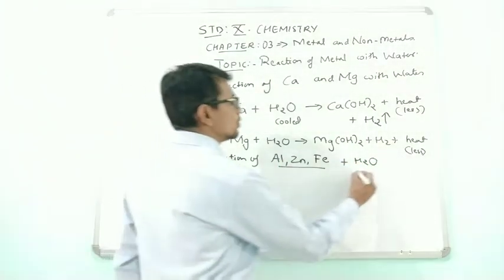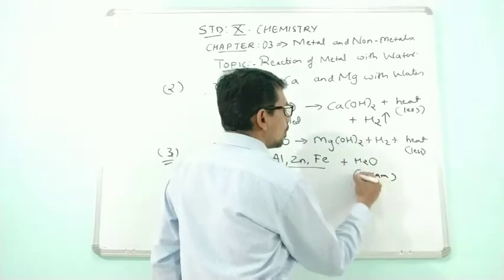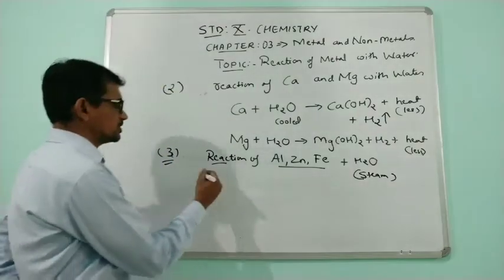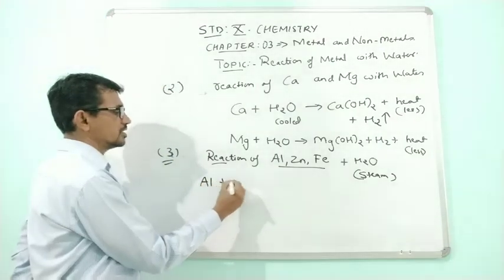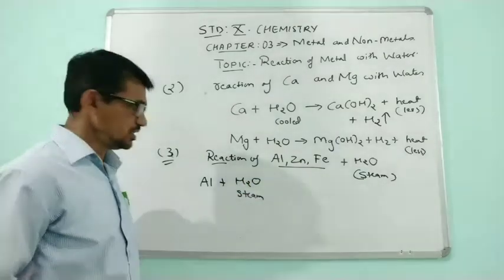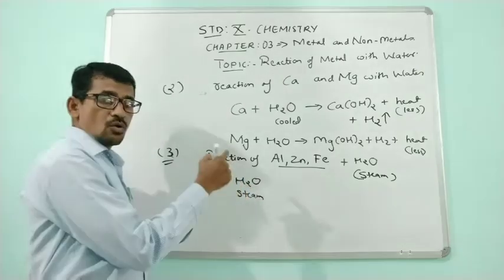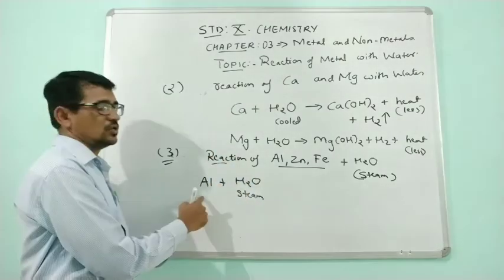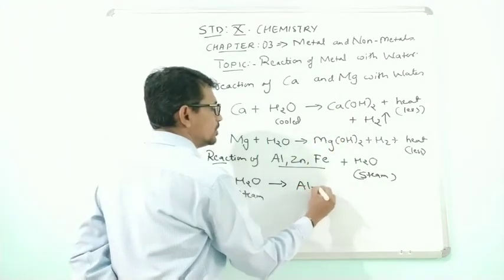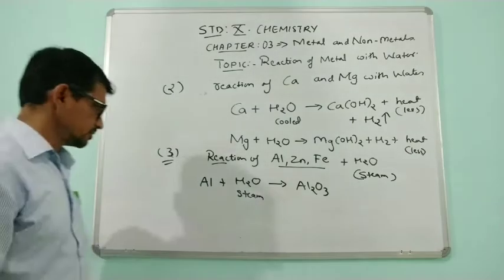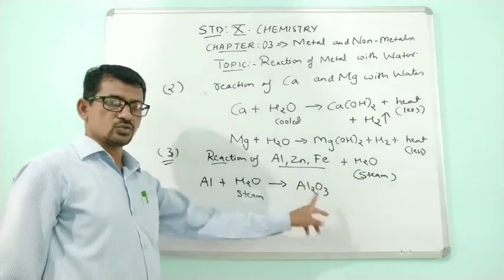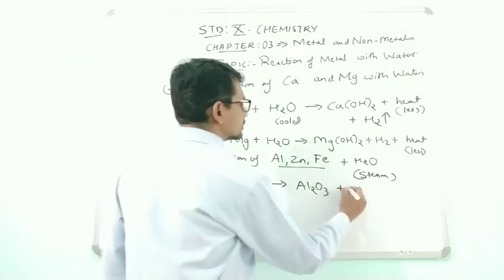That's why we have to take hot water or steam. Okay, it will react with steam. So the first reaction I am writing: aluminium reacts with H2O, but it is steam. Its temperature is very high. So at high temperature it will react with the aluminium and form, instead of hydroxide, aluminium oxide, Al2O3. Aluminium has valency 3, oxygen valency 2. So you balance it: Al2O3 plus H2.